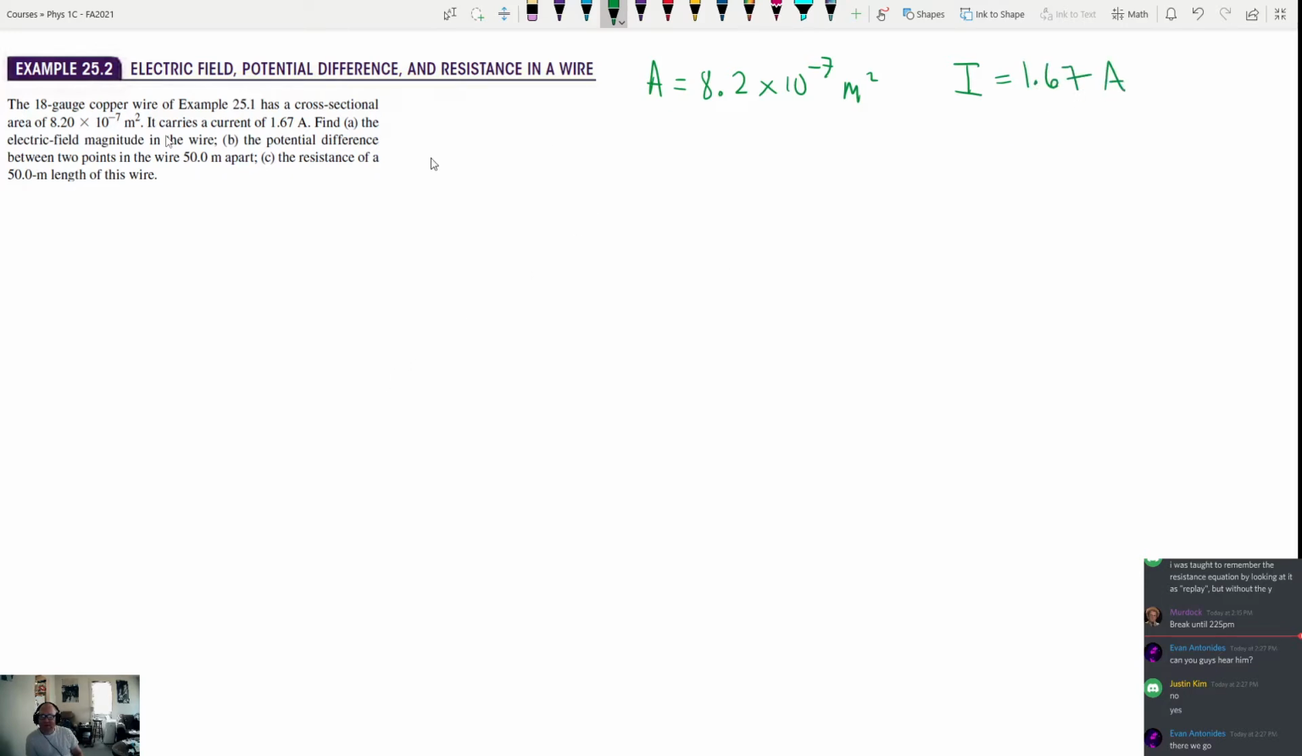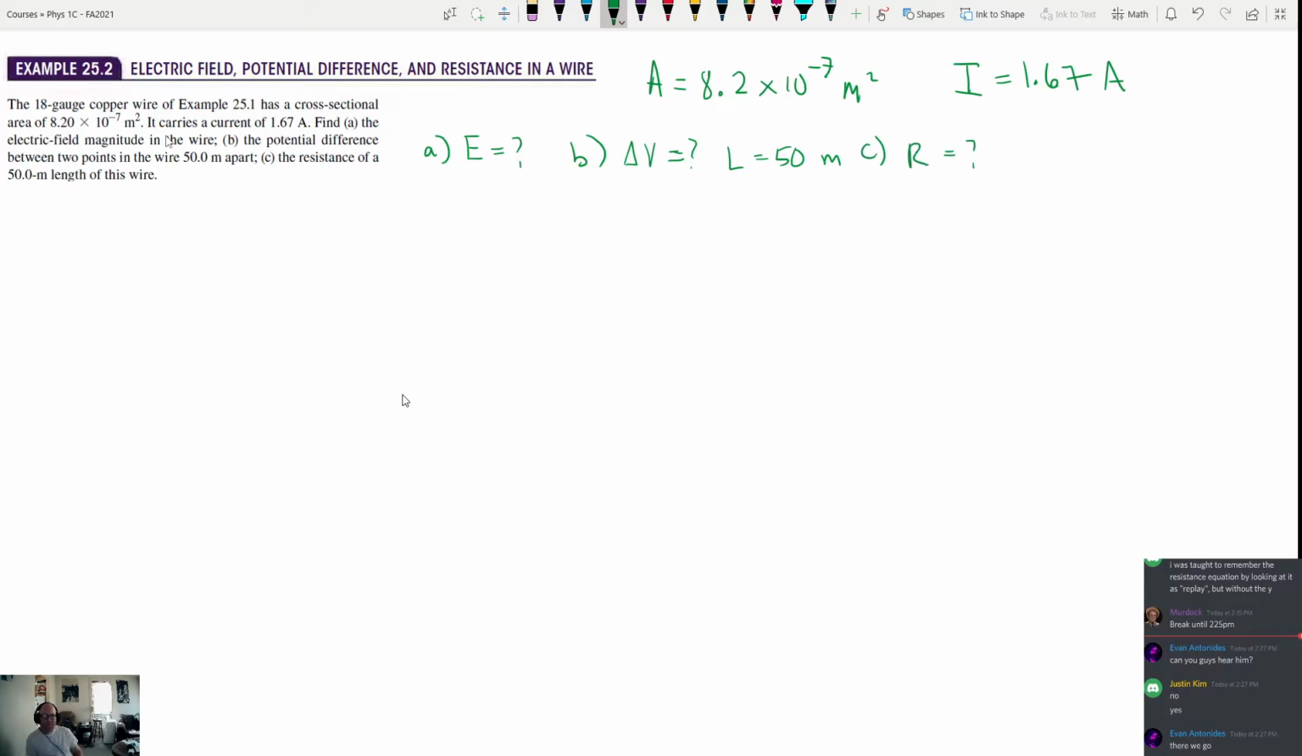And we want to find the electric field magnitude in the wire. We want to find the potential difference between 2 points in the wire that are 50 meters apart. So we're going to say that L is going to be equal to 50 meters for this part. And then part C, the resistance R of this length of wire.